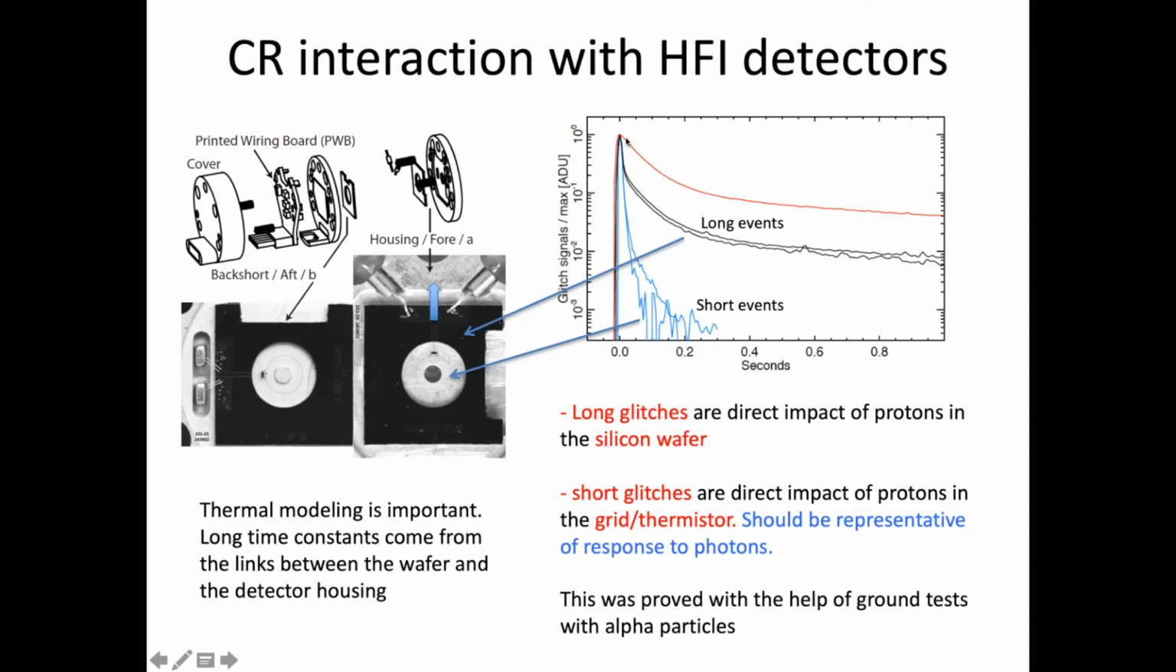The fast component we understood later was due to ballistic photons. When an event penetrates and hits the wafer, you have some ballistic photons which actually hit the grid and the thermistor. So this is pretty fast rise, fast decay, but then you are left with a thermal component due to the global heat of the wafer here, okay? And the few seconds time constant is the time needed for the energy to leave the wafer. Okay, so we understood that a posteriori, obviously. We didn't know that before flight.